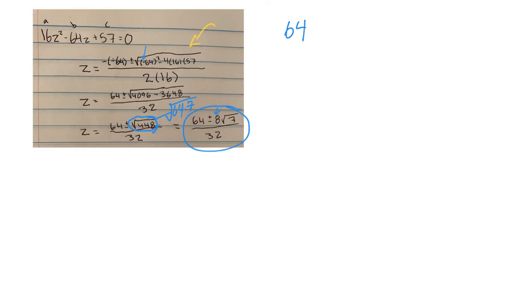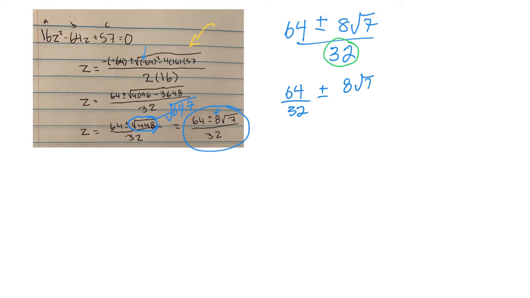Let me just write it down again. Plus 8 root 7 over 32. Now, you probably can see, oh, well, 32 goes into 64, 8 goes into 32. How do I simplify all that stuff? Well, this 32 is a common denominator, and if it's a common denominator, an easy way to simplify this would be to split it up. So you'd say, well, it's 64 over 32 plus or minus 8 root 7 over 32.